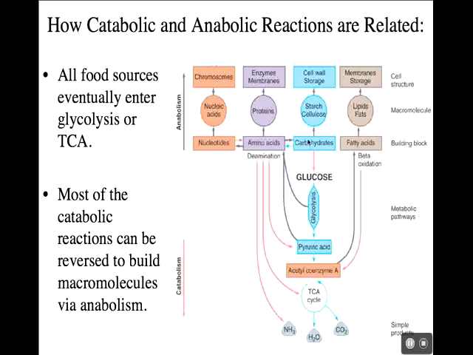So you can get energy out by breaking those molecules down through catabolism, but you can also build up the fats that your body needs, or the carbs, or the proteins that your body needs by going backwards through TCA and glycolysis. So these can go either direction in order to build your own molecules. So most are reversible to either build up large macromolecules through anabolism or break down through catabolism.